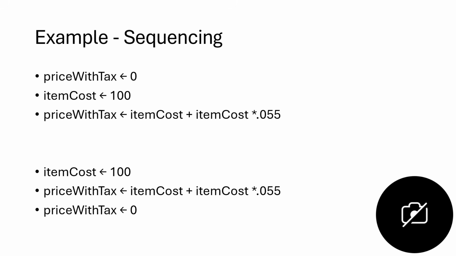But in this case, price with tax will be the taxed amount of item cost. So just the three operations, but when you change the order, the entire value is changed. The entire software's meaning is changed. The three statements are the same statements, but when you rearrange all three in the program, the entire meaning of the statement is changed.